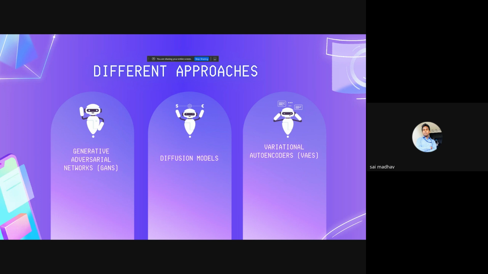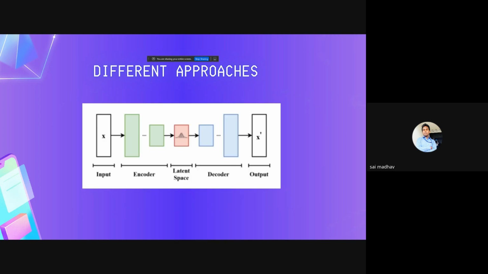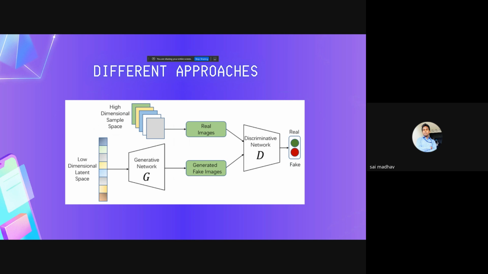Generative adversarial networks have two networks inside the complete model. One is the generative network, one is the adversarial network. These two networks always check each other. I will show you one example. If you see here, this is the generative network. This is the discriminative network. First of all, we feed the images into the generative network, where we compress the image features into a low latent space.